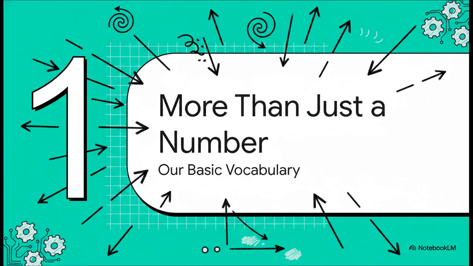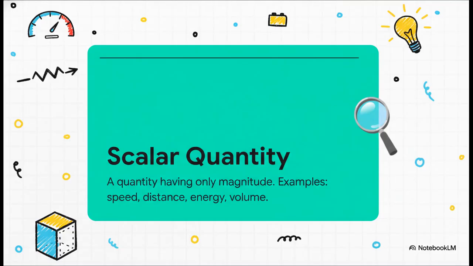All right, so let's get our basic vocabulary down. We're going to pull some formal definitions straight from our source assignment to get started. So first up, we've got the scalar quantity. The assignment tells us it's just a quantity with magnitude. Think about the examples here: speed, distance, energy. These are the numbers you use every single day. They tell you how much, but they give you absolutely no clue about which way.